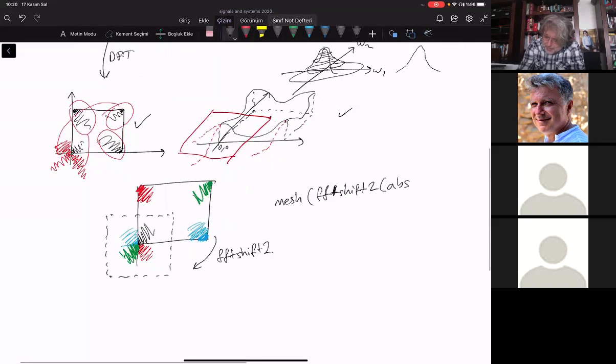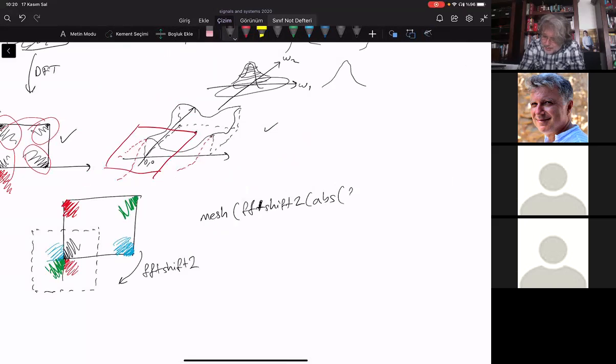Absolute value, FFT2 of image. Or let's use a different name, because image is a command, so the variable name should be different. Let's say myimage, where myimage is a grayscale image that you have, for example, the Lena image, the cameraman image, etc.